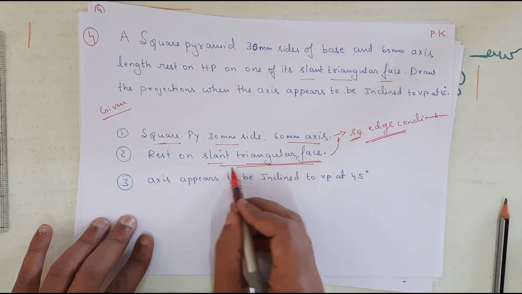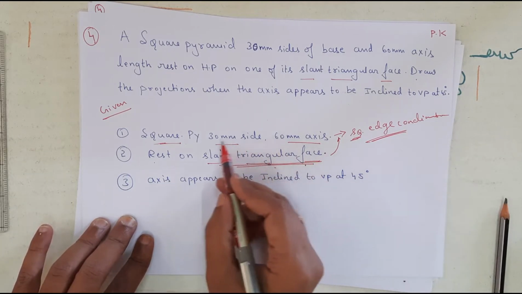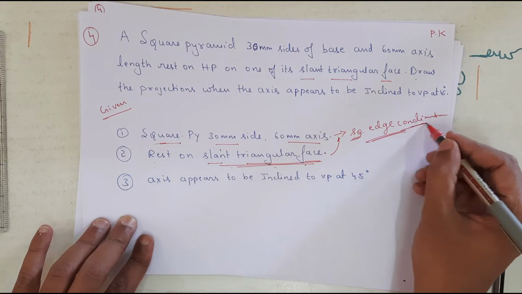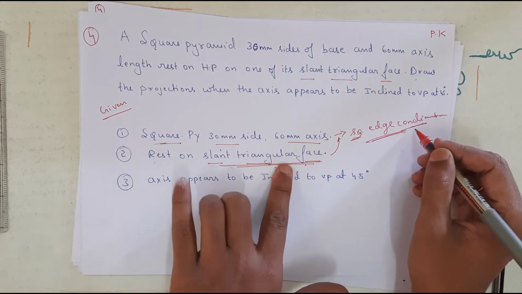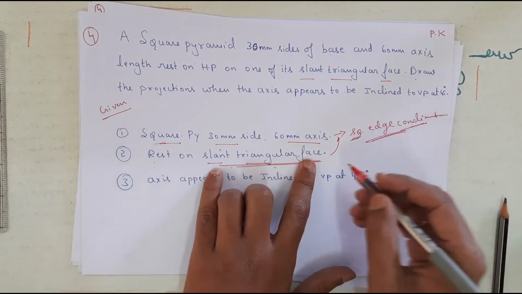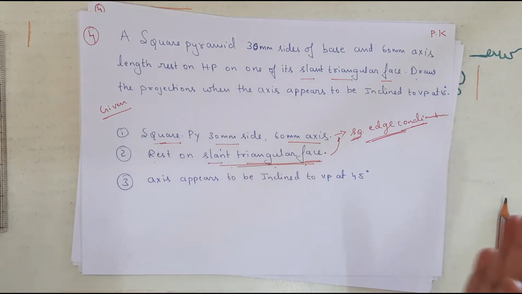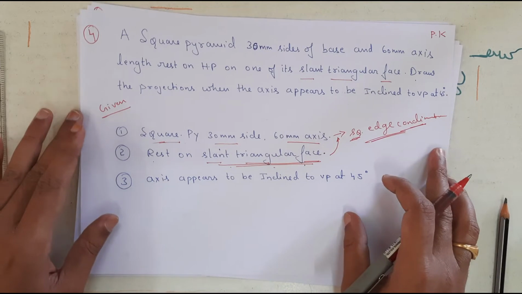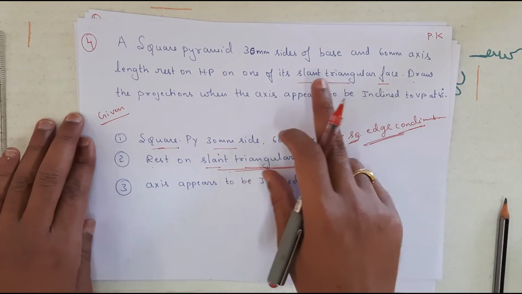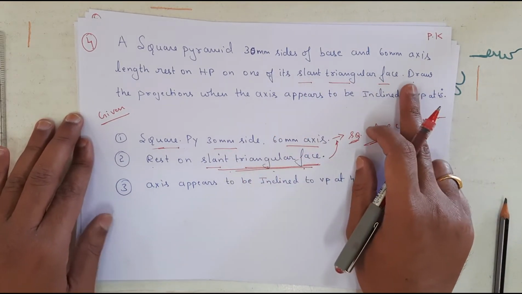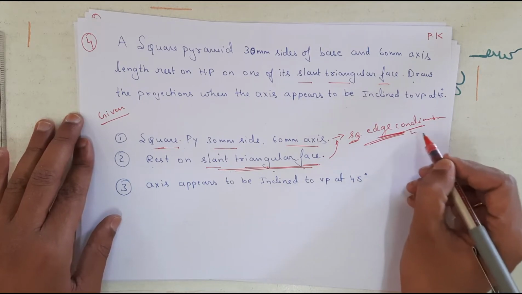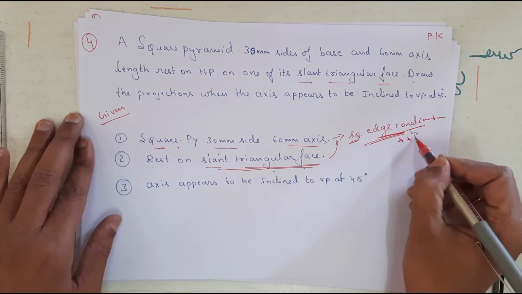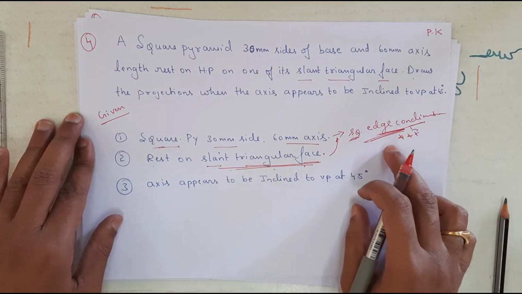If it is a slant triangular face, you have to write the initial position in which condition? Edge condition. If it is resting on a slant edge, then the initial condition must be in corner condition. But in this problem, my friends, they are telling that it is a slant triangular face. So the initial condition must be in edge condition. It is very important. Please make a note of it.